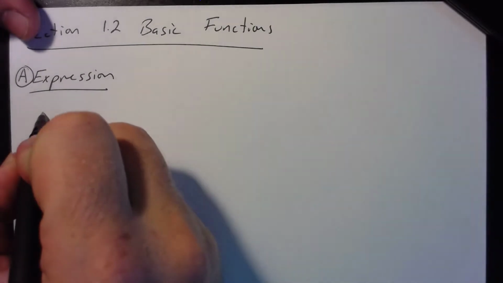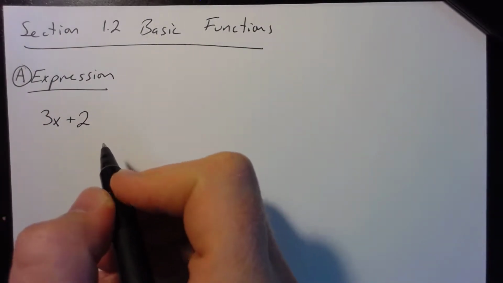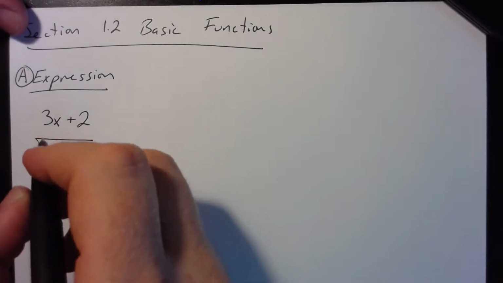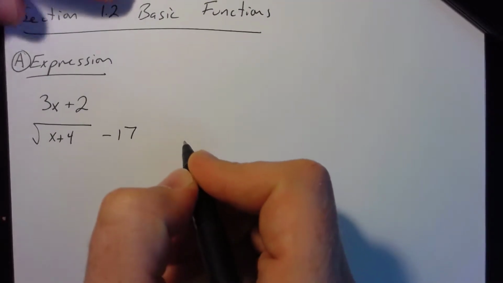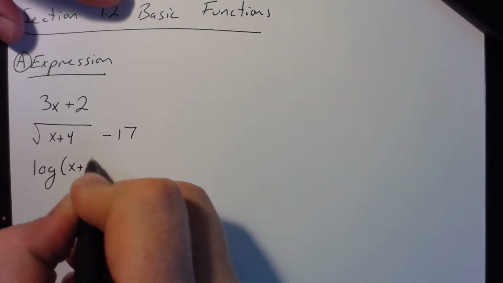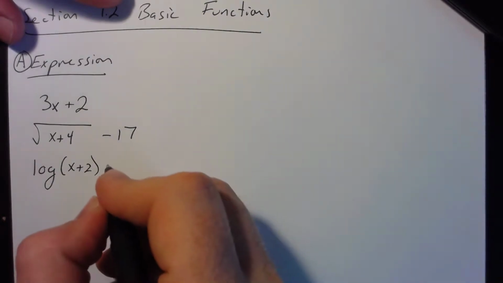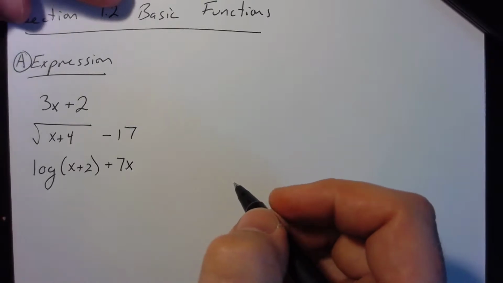So in this case, an expression could be something along the lines of 3x plus 2. You could have another type of expression that provides you with some kind of radical or square root, x plus 4, say minus 17. You could also have an expression that deals with other functions. Log of x plus 2 is another type of function that would be considered an expression. I could add in there plus 7x, which would still cause it to be an expression.